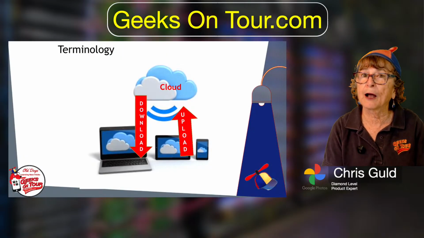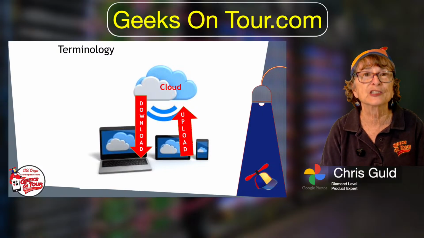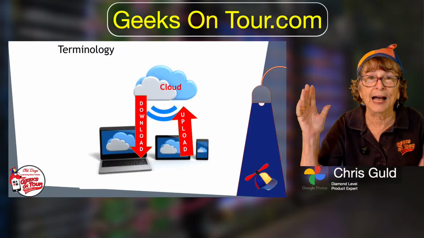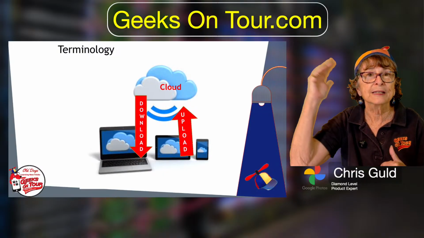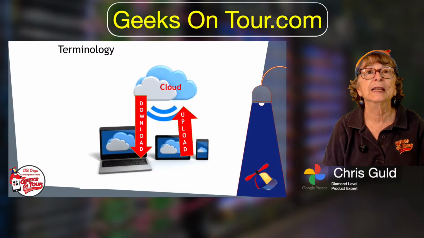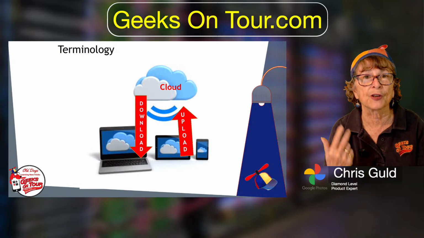First, I always need to make sure people are on the same page with the terminology that I use. If something is in the cloud, and what's the cloud? It's just the internet. If something is in the cloud and you want it on your device in front of you, that's called download. If something is on your device and you want it in the cloud, that's called upload.